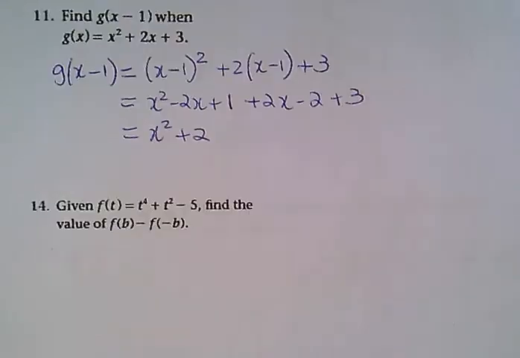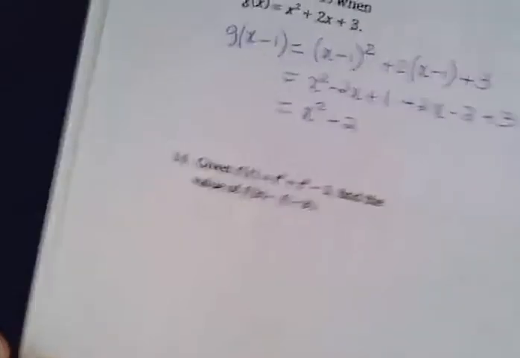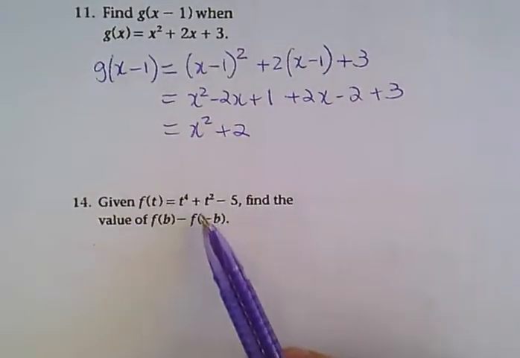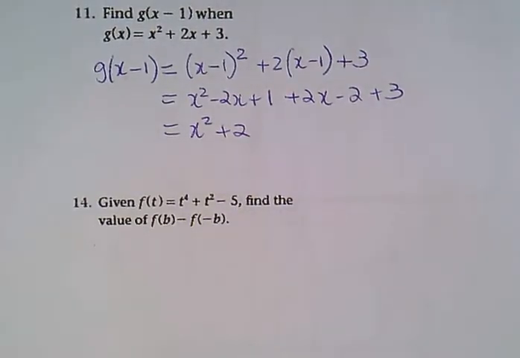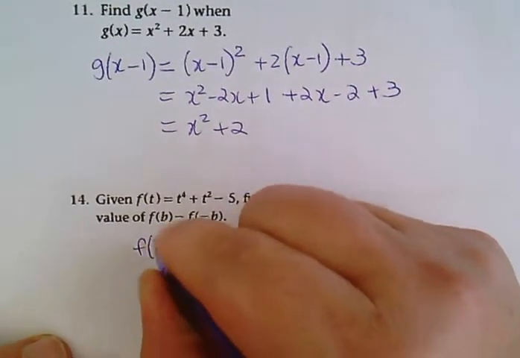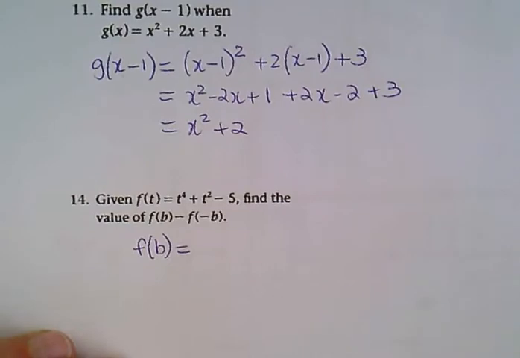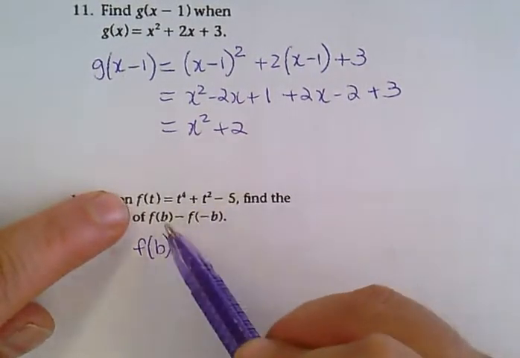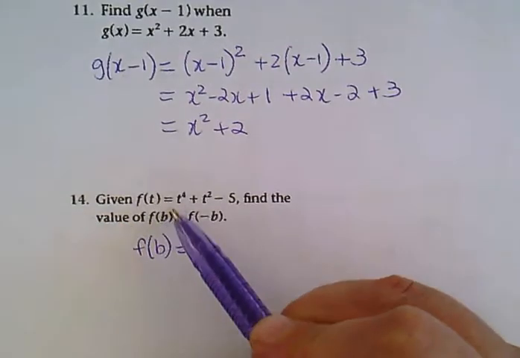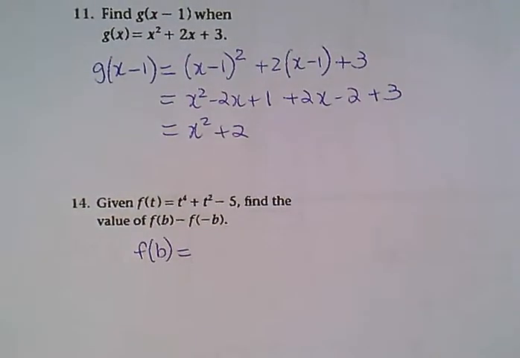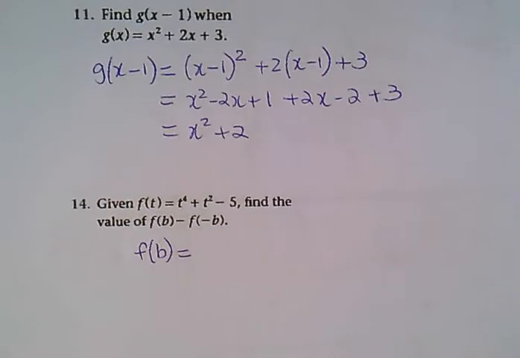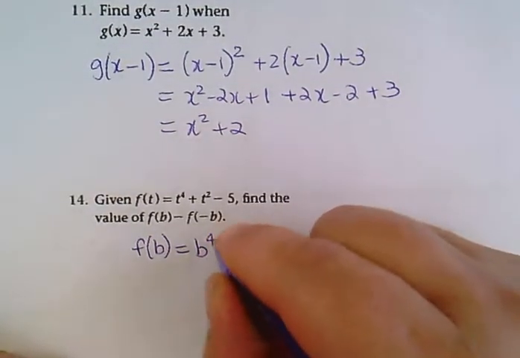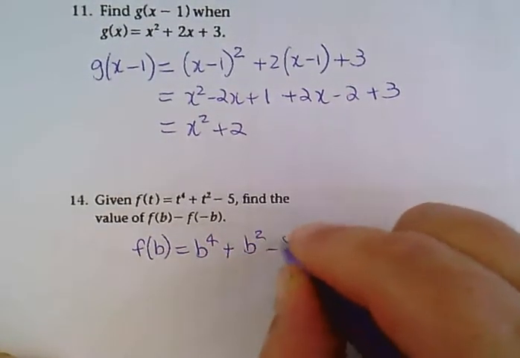Okay. Question 14. Given that the function f of t equals t to the power of 4 plus t squared minus 5, find the value of f of b minus f of negative b. If you want, you can just write out f of b first. In other words, I'm replacing. So I know f of t is that. F of b just says to me replace the t with a b. Wherever the t was is now a b. So isn't that b to the power of 4 plus b squared minus 5?